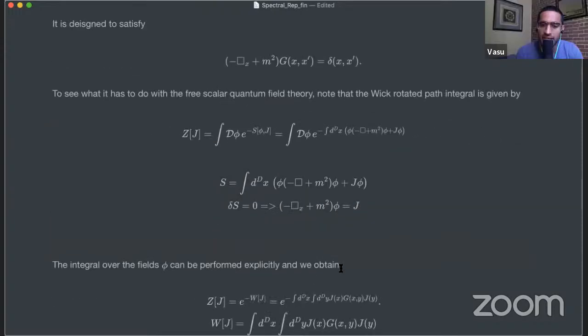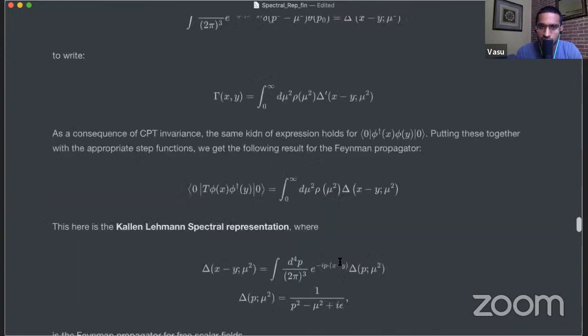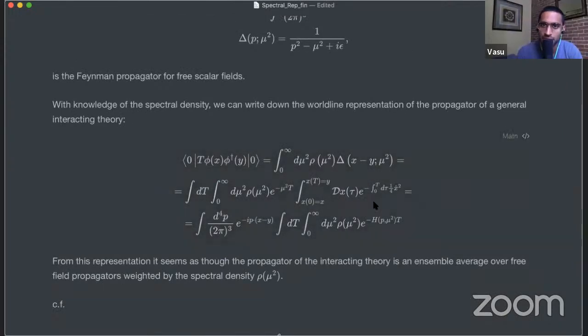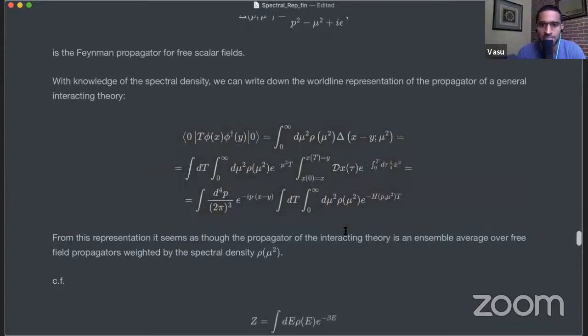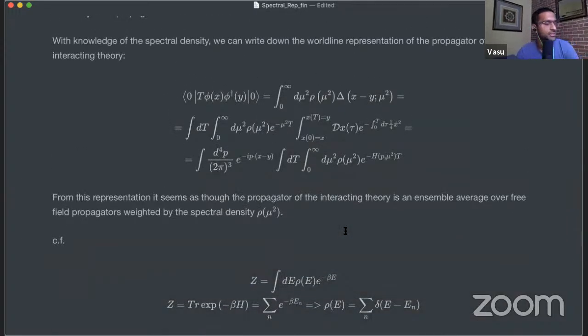Right. And the fact is that when you go through the song and dance and realize that an interacting theory has as its 2-point function just a weighted average over free field 2-point functions with some sufficiently well-behaved rho of mu squared, then you just have another rational function, and it's very believable that thing should have a nice Taylor expansion, so that you can analytically continue it. And that is very neat, right? It's a really interesting and powerful thing.